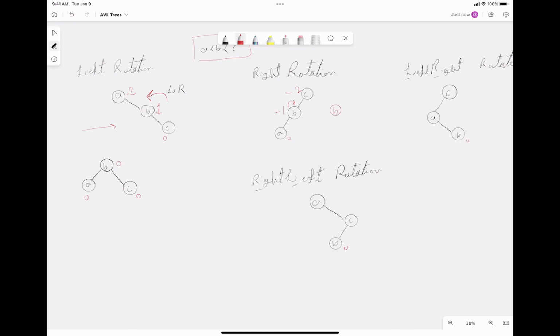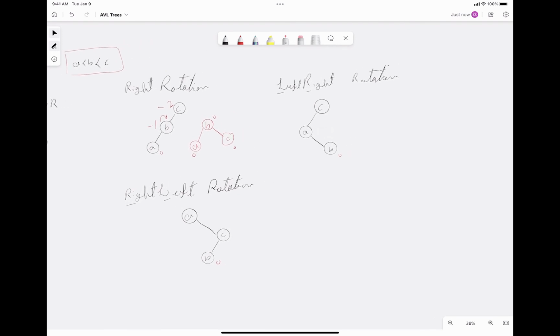So B is going to be there as the root, and as you see, B was the left child of C, so that means that C now is going to be the right child of B. Because B was the left child of C, now C will be the right child of B, which is exactly opposite. And again, if you see, all the balance factors are 0.